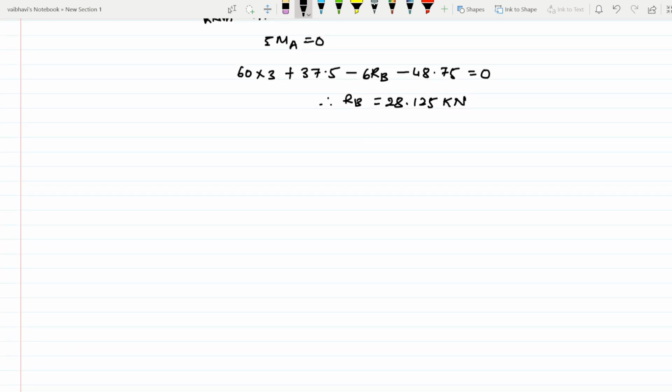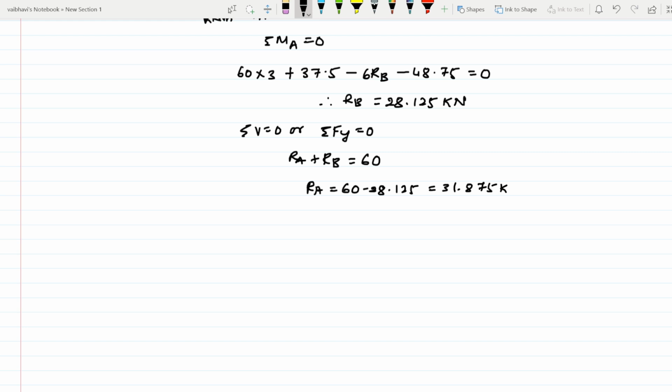Then summation of vertical forces equal to 0, that is sigma Fy equal to 0 or sigma V equal to 0. RA plus RB equal to 60. RB we have got 28.125. So RA equal to 60 minus 28.125, which is equal to 31.875 kilonewton. RA, RB values we got.